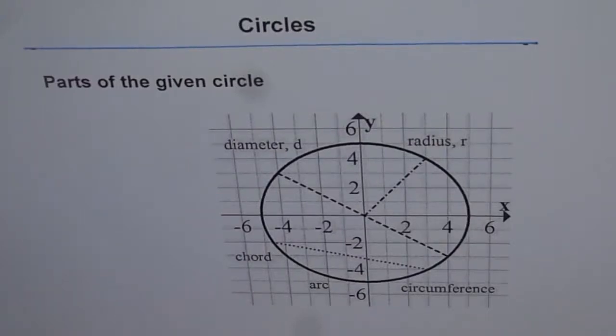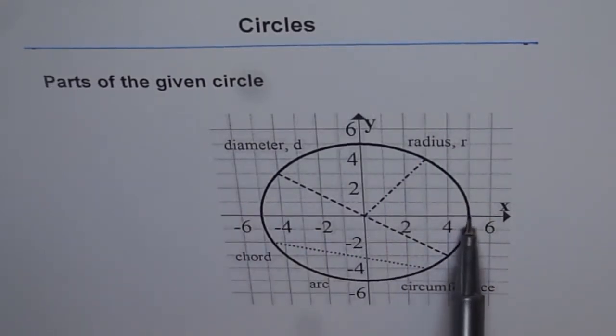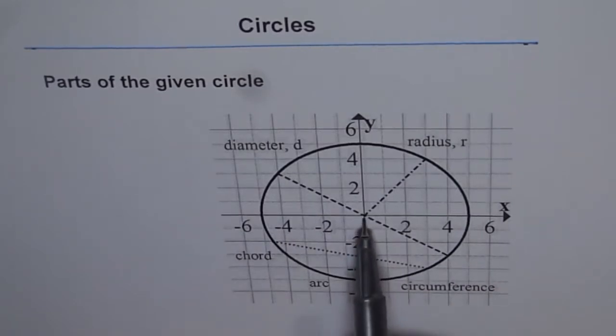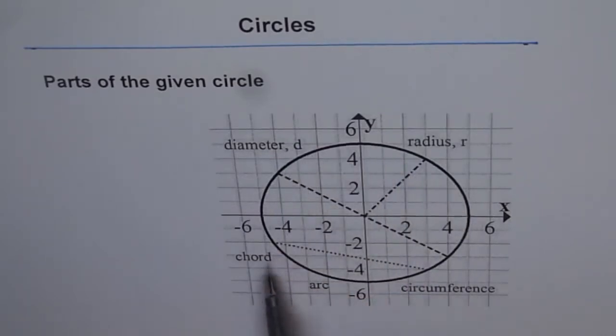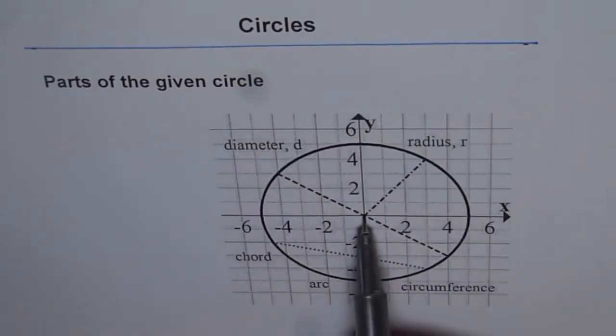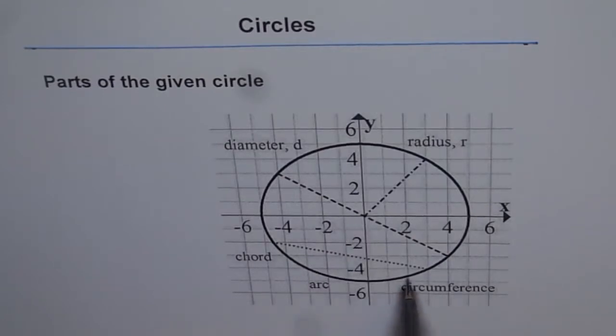Circles. Let's understand the parts of the circle with the help of this diagram. Here we have a circle whose radius is 5 units and the center is at the origin. That is the center, and every point on the circle is the same distance away from the center. All these points are the same distance away from the center.